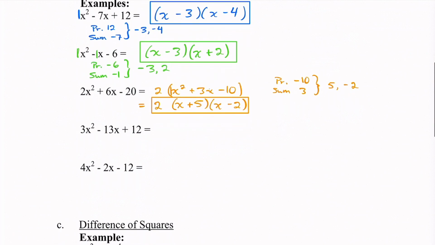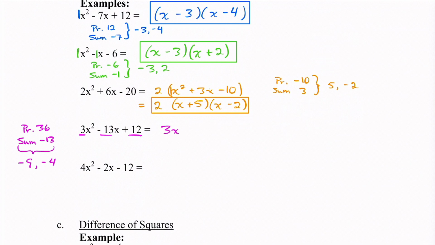For our next one there's not a leading one, so it's going to be kind of the harder type. I want to see if I can pull something out from all 3 though, and in this case I can't. So I got to go to my product and my sum. So my product is 3 times 12, so that's going to give me 36. And then my sum is the middle number, negative 13. Okay, and then two numbers that multiply to 36 and sum to negative 13. So the two numbers that do that are negative 9 and negative 4.